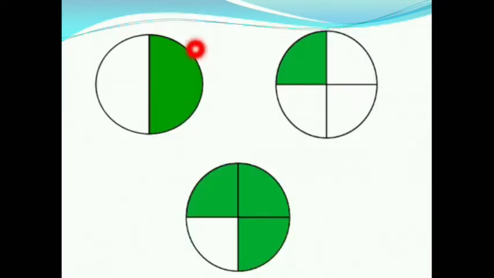Children, observe this circle. This circle is divided into two equal parts. One part is shaded, one part is not shaded. The fraction which represents the shaded part of the figure is 1 by 2. This is read as 1 divided by 2 or 1 by 2.